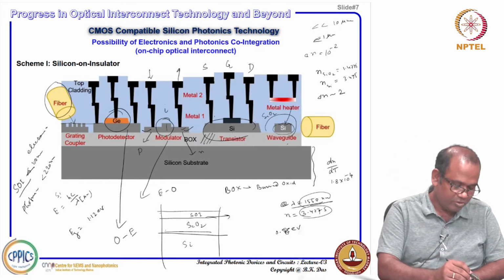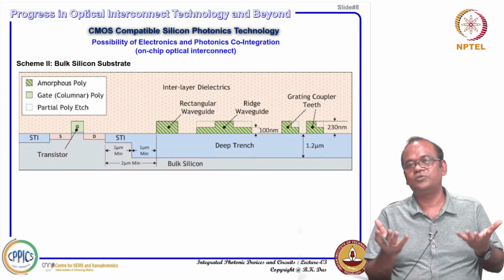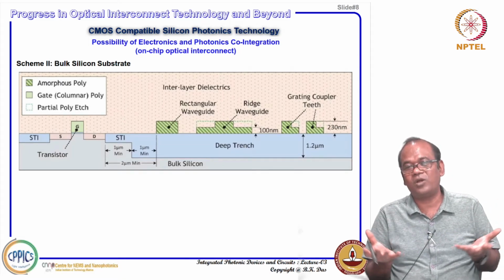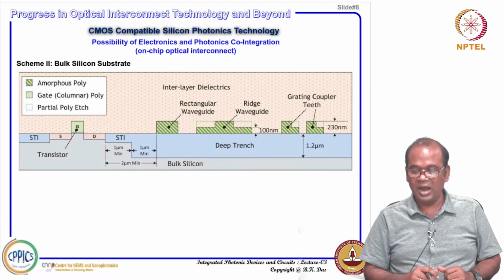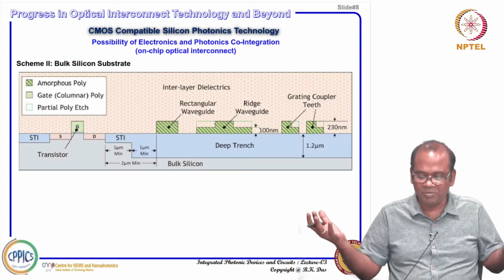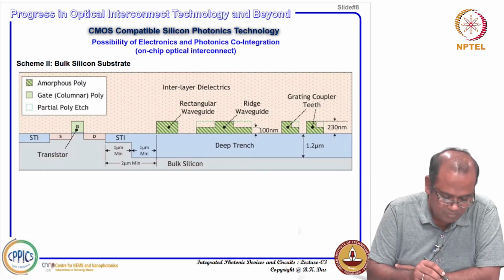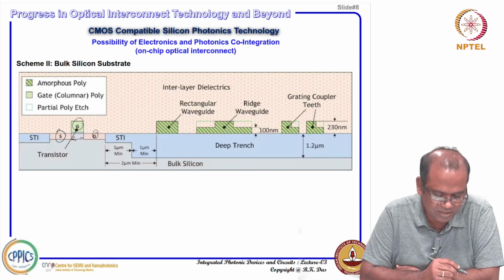Okay. So, now you know the silicon on insulator three-layer system is very expensive for production manufacturing. So, researchers are also in search of some kind of co-integration of electronics and photonics in bulk silicon. In bulk silicon, a transistor is fabricated with gate, source, drain, and this is your channel length, as I mentioned earlier.